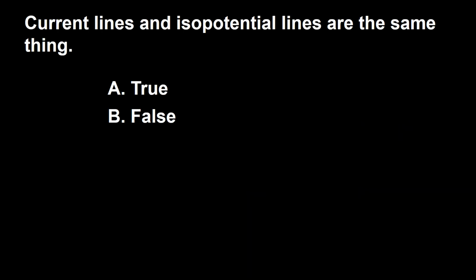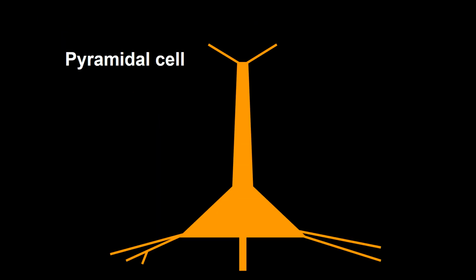The first question is: current lines and isopotential lines are the same thing. A, true. B, false. This is a representation of a pyramidal cerebral cortical cell. The pyramidal cortical cell is the generator of the electrical activity recorded during EEG.